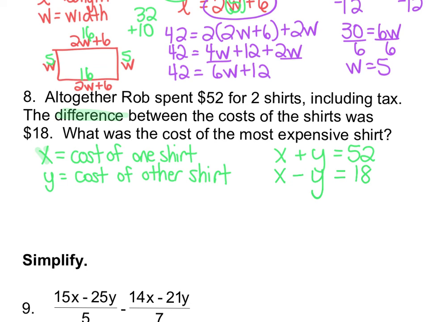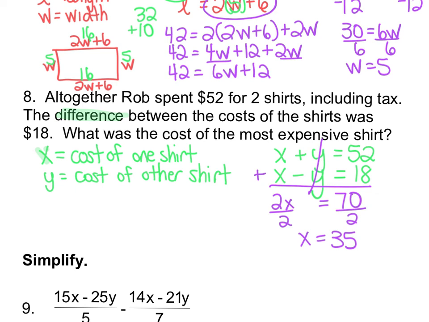So I would do elimination. I can see that I have this set up to easily eliminate the y's. I can see that 2x equals 70. And I can see that one shirt would be equal to 35.